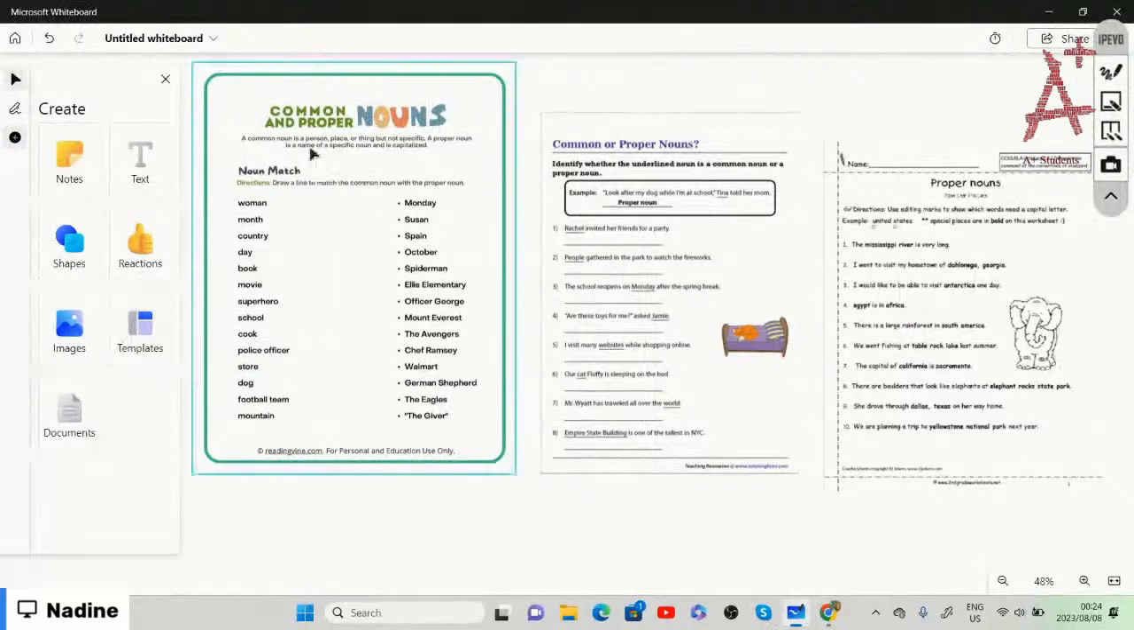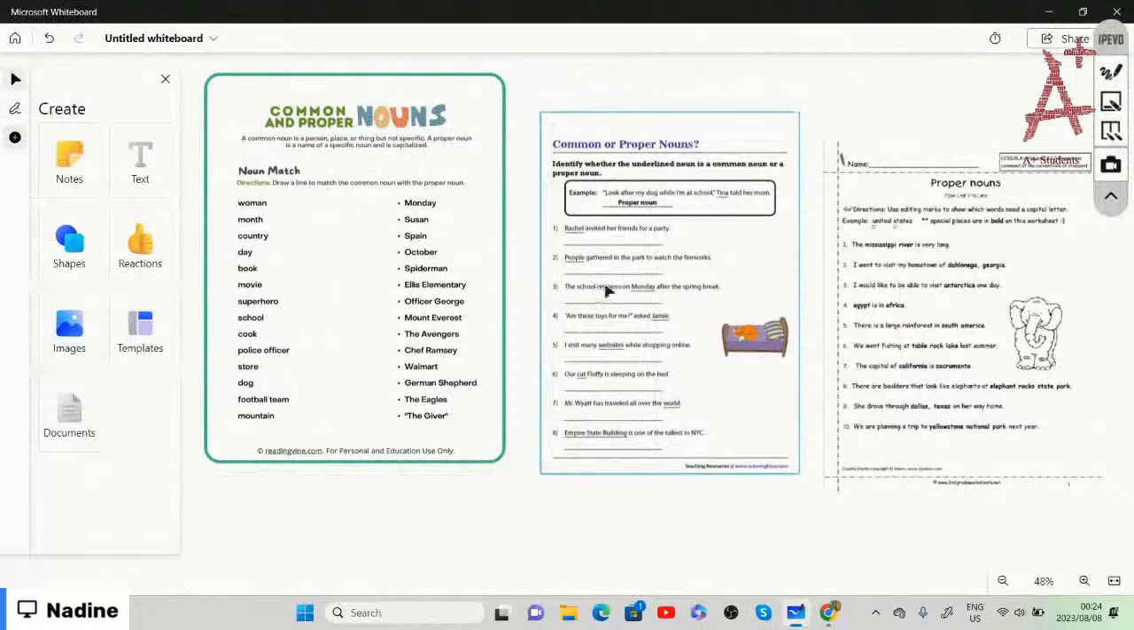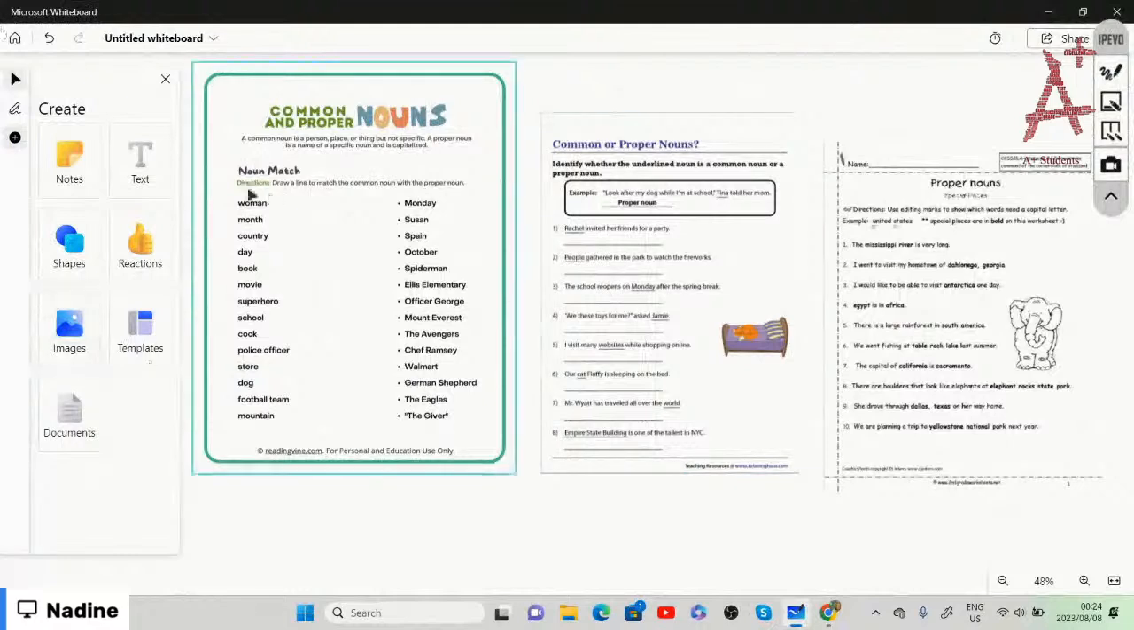So now it says we need to match the common noun to the proper noun. Once again, a common noun is either a person, a place, a thing, but not specific, whereas a proper noun names a specific noun and it is capitalized. So we need to draw a line to match the common nouns on the left to the proper nouns on the right.